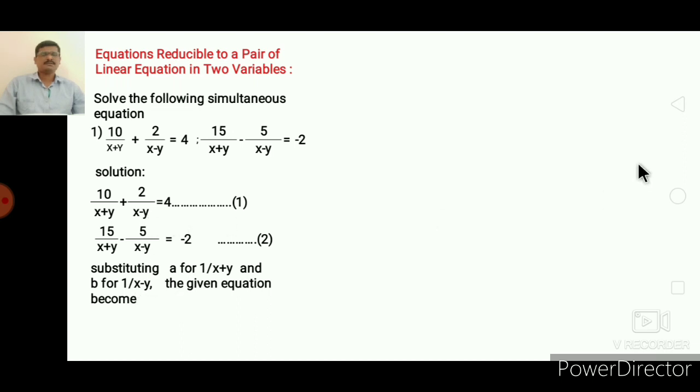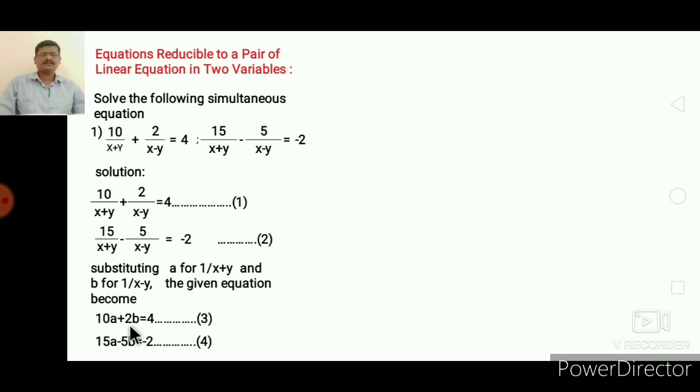First equation becomes 10a plus 2b is equal to 4, which gives equation third. And equation second becomes 15a minus 5b is equal to minus 2. It means we convert the non-linear equations into linear equations by substituting new variables. Here a and b, these two variables, are substituted.